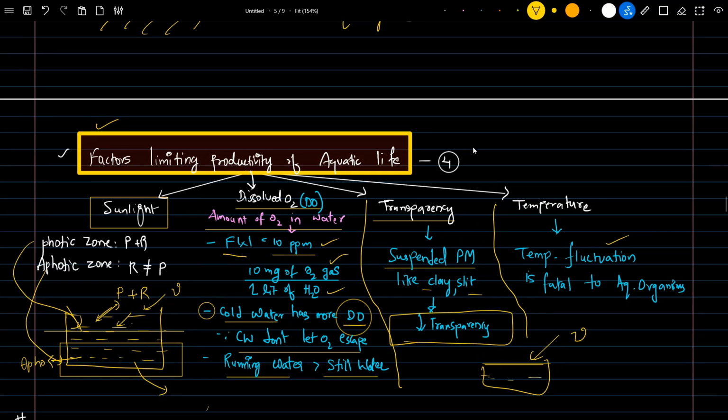So these are majorly the four factors which limit the productivity of aquatic life. These all are threats. Having no sunlight, less dissolved oxygen, no transparency, and more changes in temperature are threats to aquatic life.